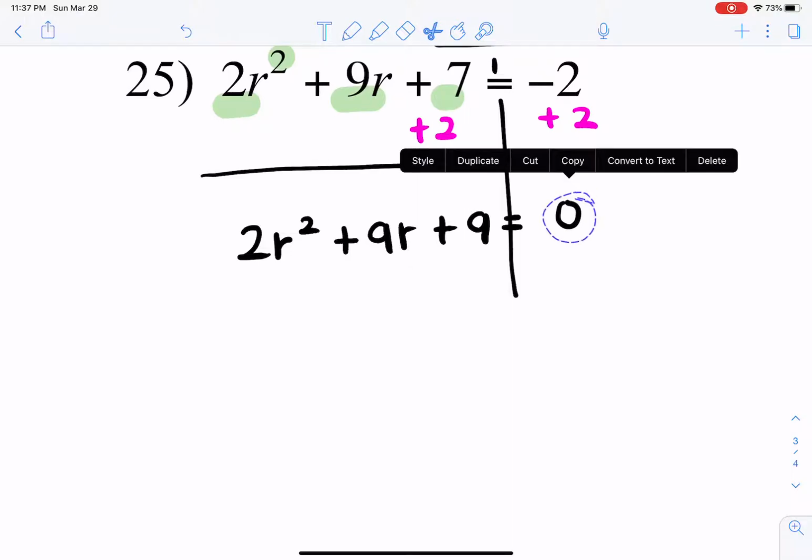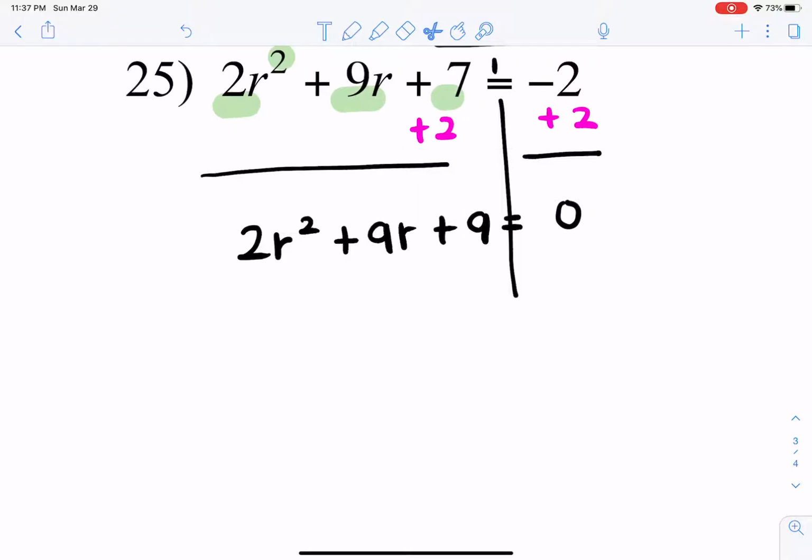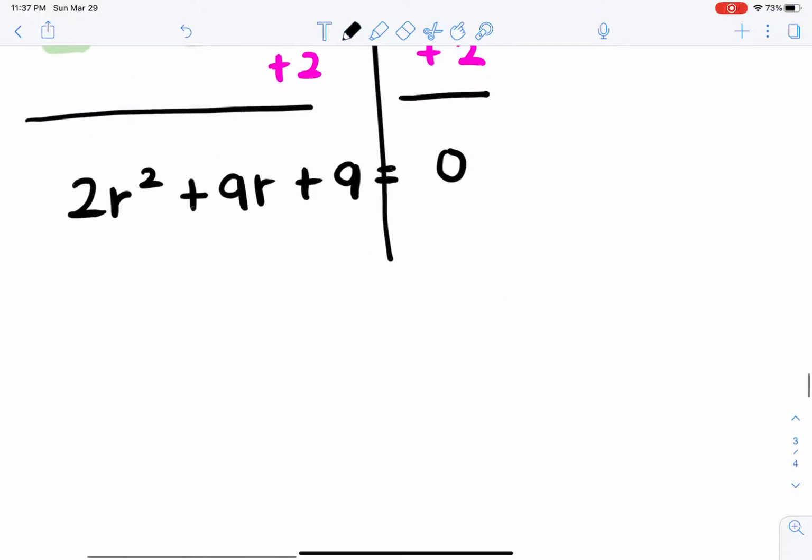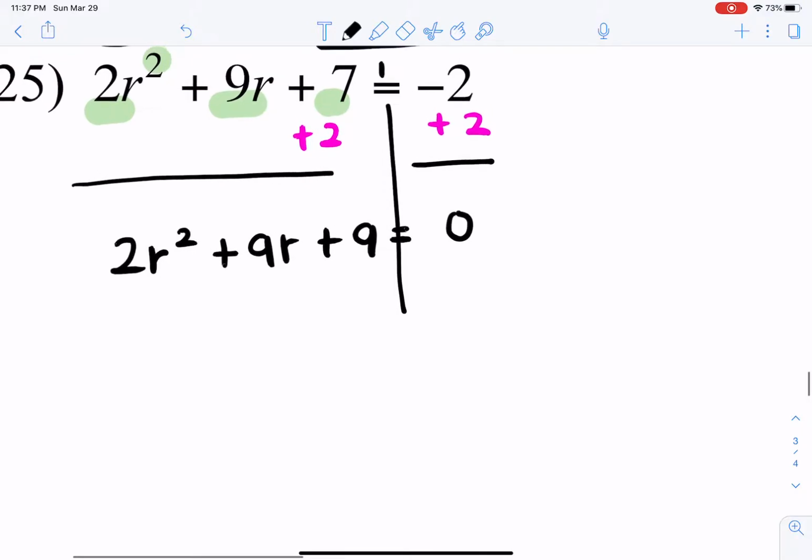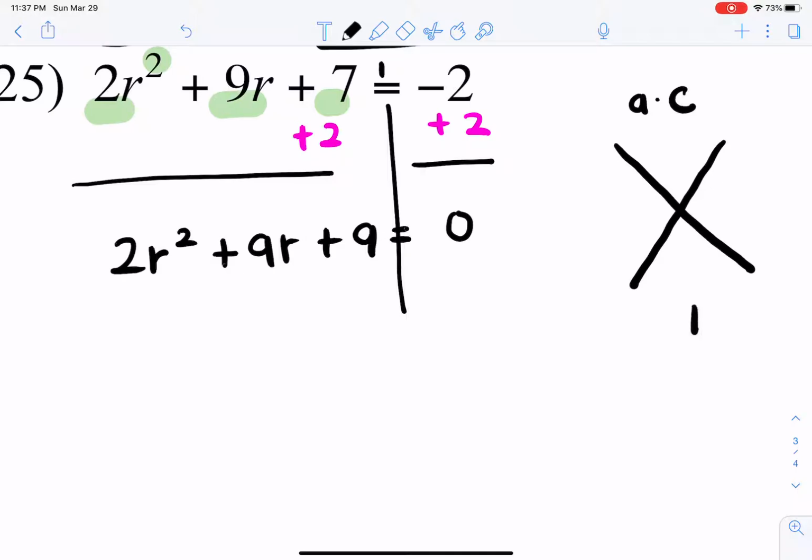Now, since we have a quadratic trinomial on the left side, we can factor to find the r values. So to factor, you want to identify your a, c, and b values. A is 2 and c is 9. So 2 times 9 is 18, and we know the b value is 9. The two numbers that multiply to 18 but add to 9 are 6 and 3. 6 times 3 is 18, and 6 plus 3 is 9.